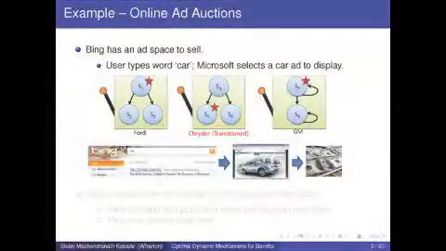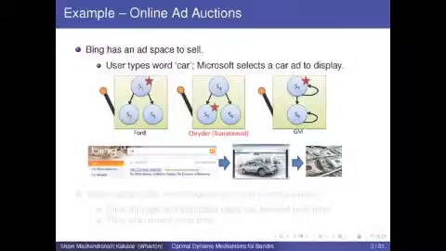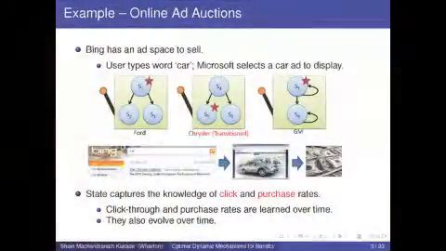And in this setting, the reason we think about this as a bandit setting is that we think about the state as capturing our current knowledge of the click and purchase rates. When we pull the arm, we display this ad, we see some information, and the state is capturing our current state of knowledge about what happens when we place this ad. In particular, the click and purchase rates can be learned over time as we repeatedly pull the arms, and they could also evolve over time.